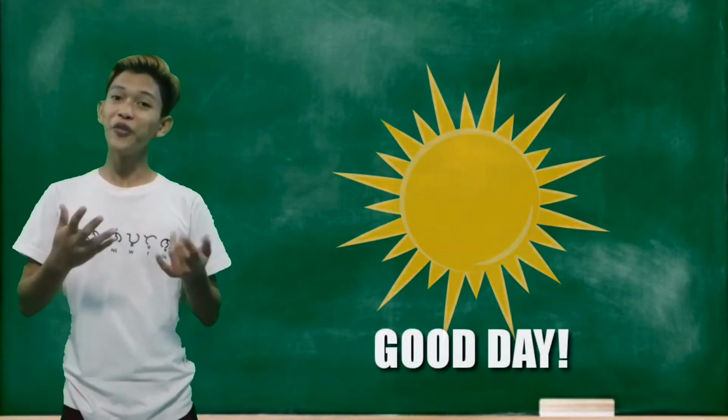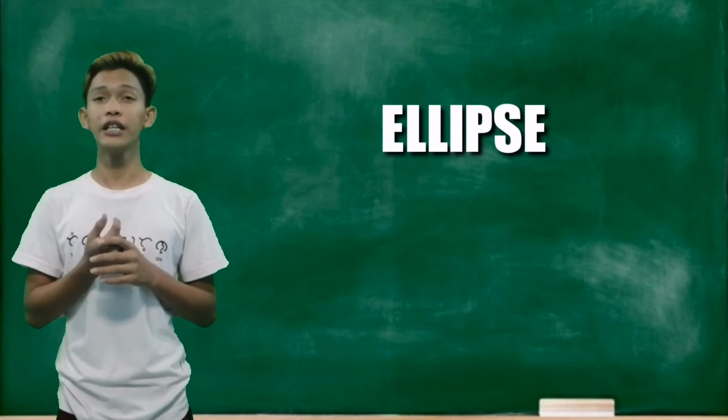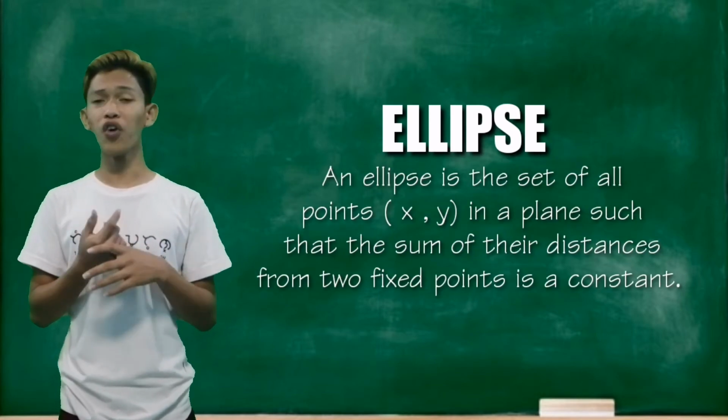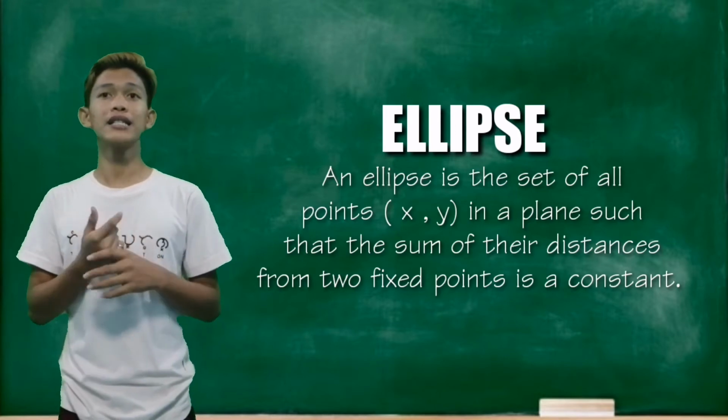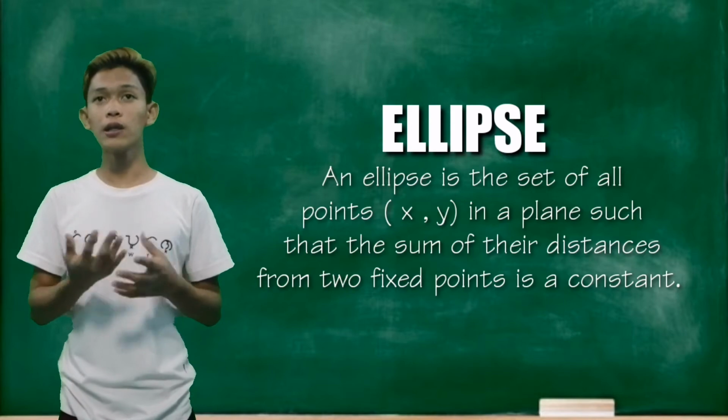Good day everyone! For today's video, we're going to discuss ellipse. First, let's define ellipse. An ellipse is a set of all points (x, y) in a plane such that the sum of their distances from two fixed points is a constant.